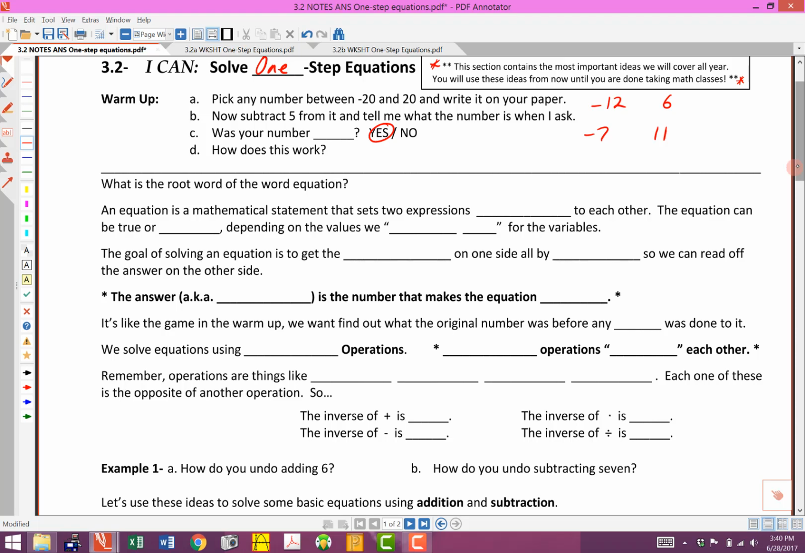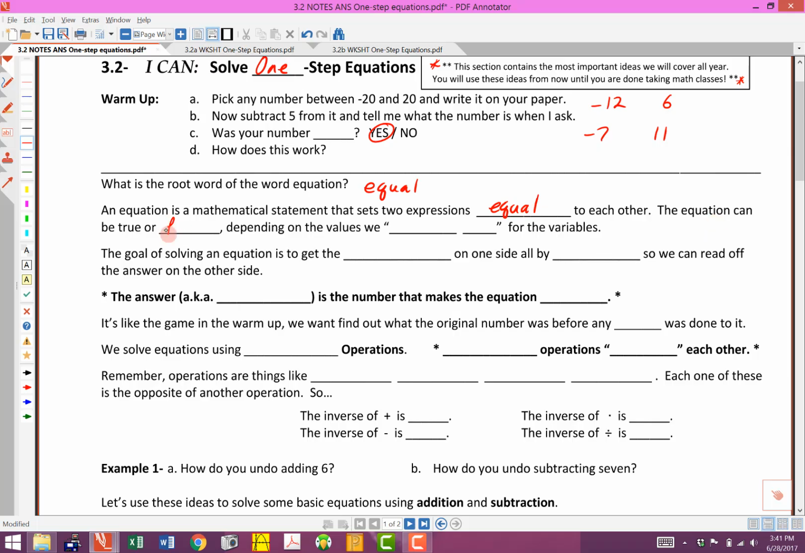So let's talk about what an equation is. What is the root word of the word equation? Look at the spelling there, see if you can think of what it is. It's equal. If somebody says equation, it sounds like a scary word, but all we're talking about is an expression with an equal sign in it. So an equation is a mathematical statement that sets two expressions equal to each other. It's got to have an equal sign in there.